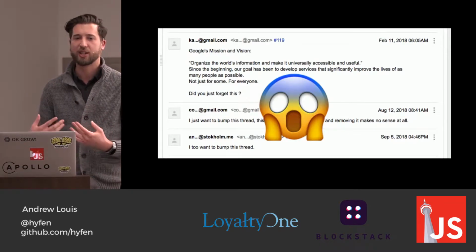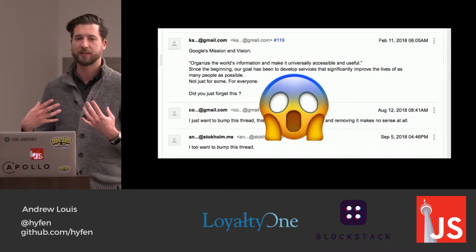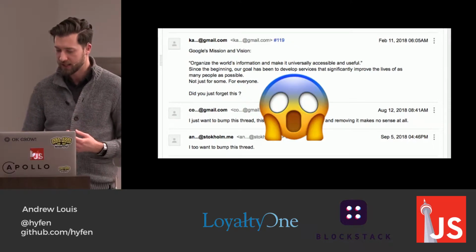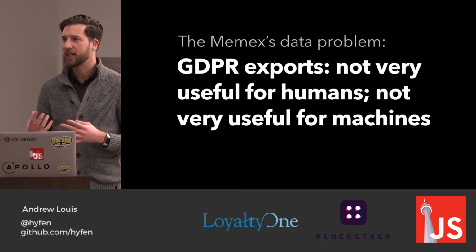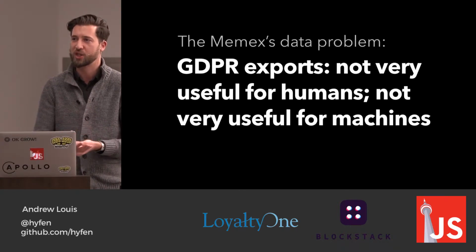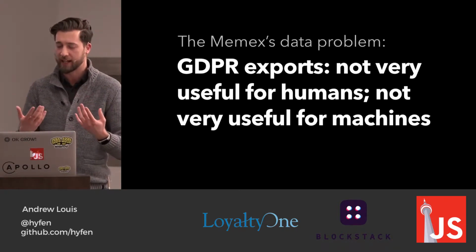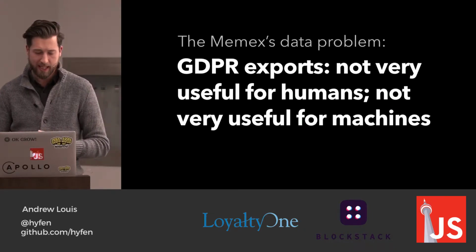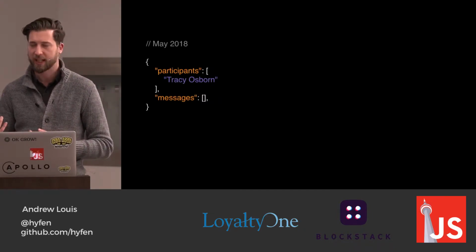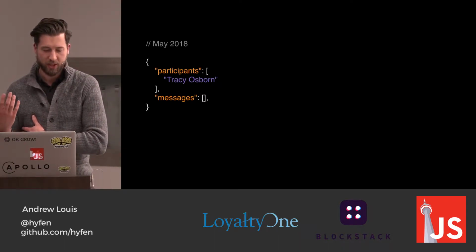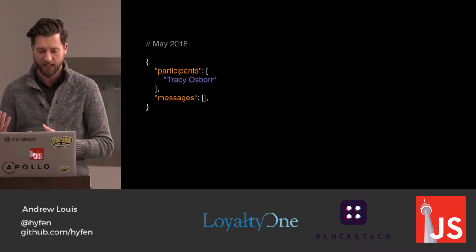So you might be thinking, GDPR has given us a lot of access to our personal history through data exports. And this is true, but GDPR, in my experience, gives you files in a format that's not really good for machines and not really good for humans. It's kind of in that uncanny valley. So here's an example from Facebook. Facebook gives me access to my message history, let's say. In May 2018, this is what the JSON file for this record looks like.